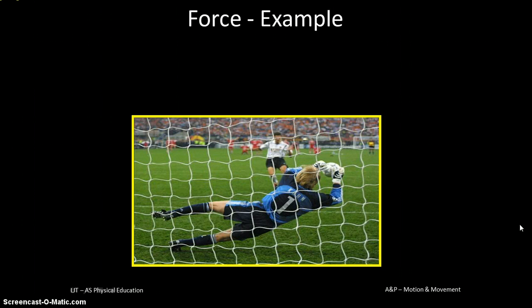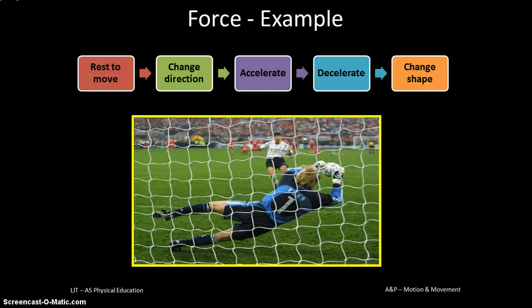So here's an example, a goalkeeper and a penalty taker. Just have a little think, maybe pause the video and go through those 5 things, in fact I'll pop them there, look. How does a force being applied make these 5 outcomes? How could you apply those 5 outcomes to this example?